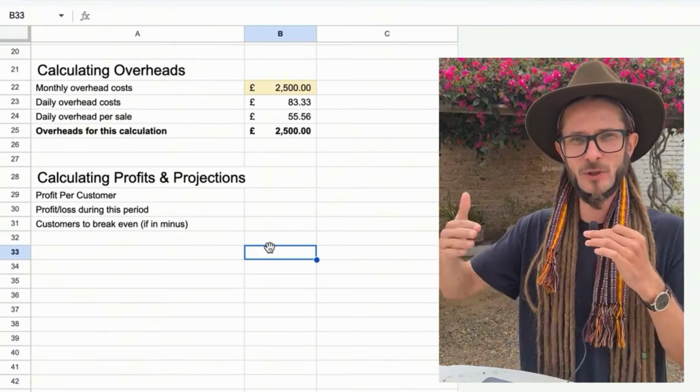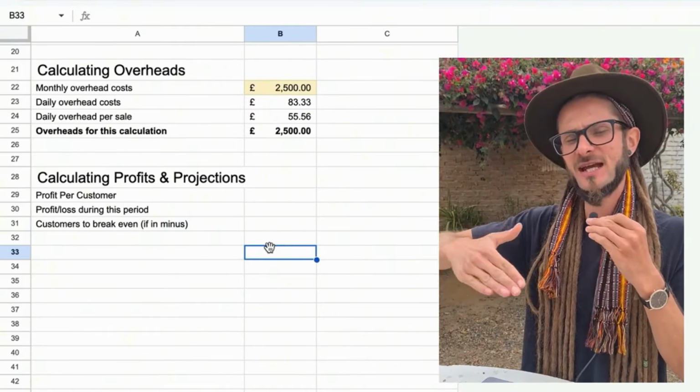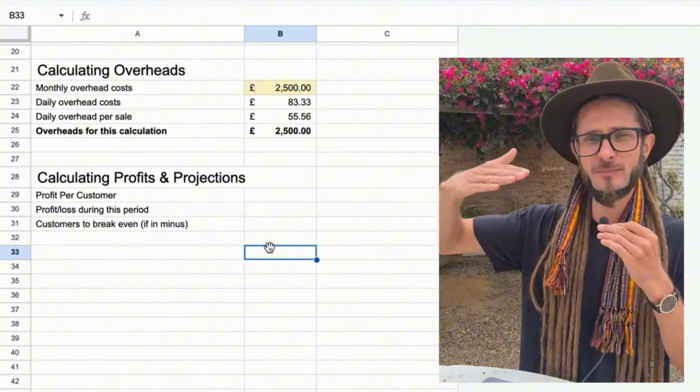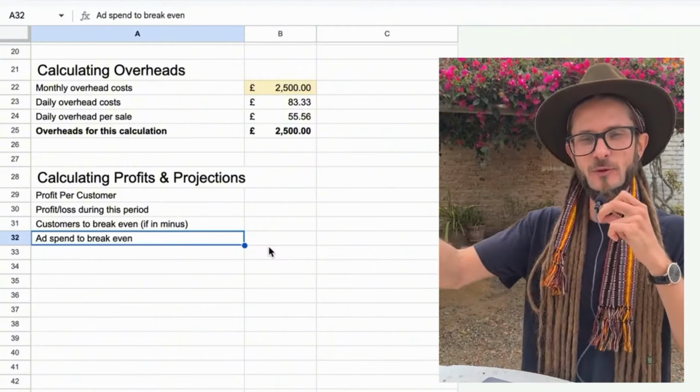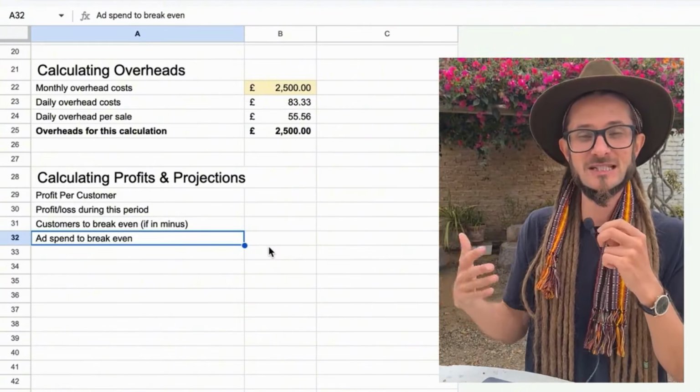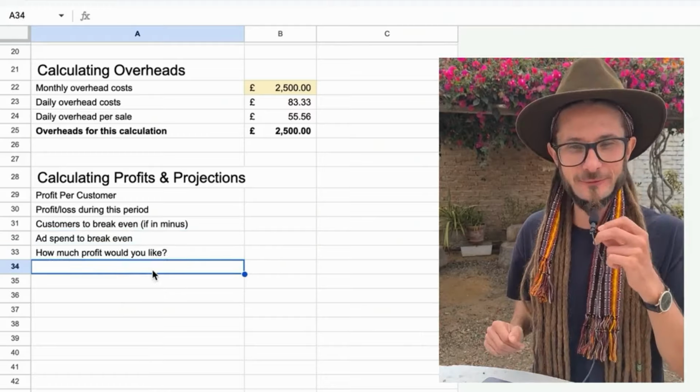If we're to get back to that point, how many customers do we need to break even and how many customers do we need to make a profit? Then the ad spend to break even. So if the company needed to break even, how much we'd need to spend in order to get to that point. How much profit would you like, guys?